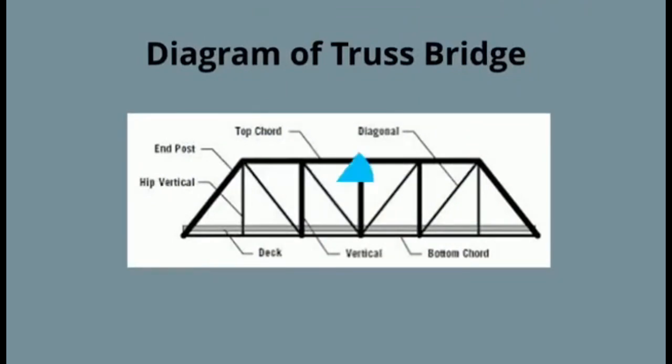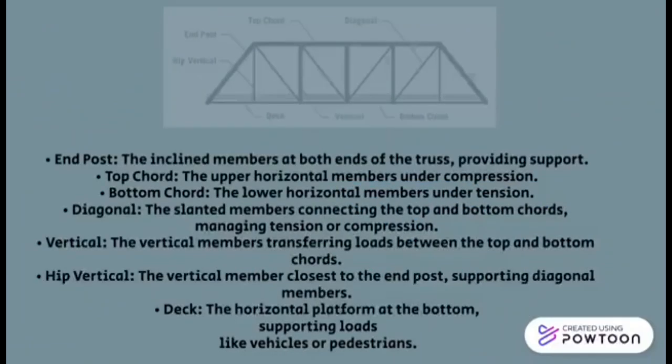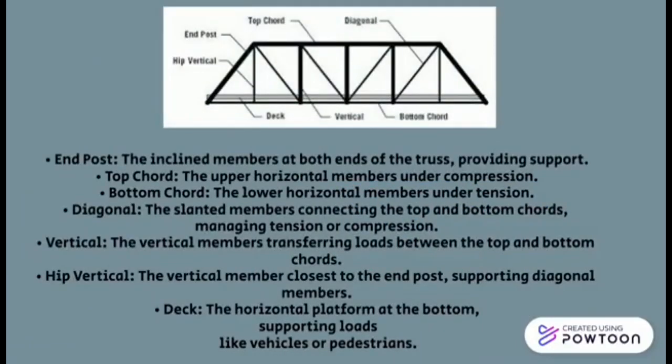And here we have a simple diagram of a truss bridge. And now we'll be reviewing its members. End posts, the inclined members at both ends of the truss providing support. Top chord, the upper horizontal members under compression. Bottom chord, the lower horizontal members under tension.